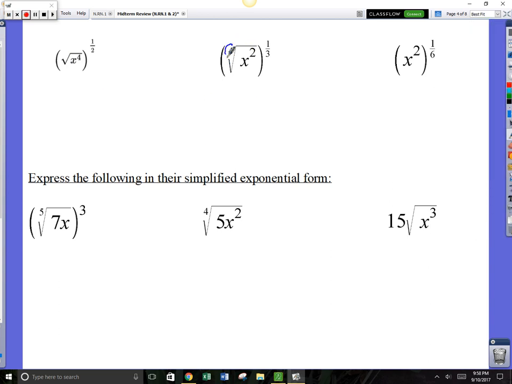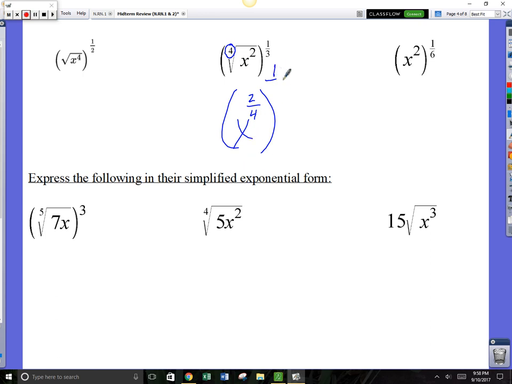So now it's an index of 4, so things come out in powers of 4, but I don't have enough. I only have a power of 2. So my first move, I'm going to morph this, transform it to its exponential form. So if we morph it, we're going to have x here. The 2 is the numerator, and the 4 is the denominator. So that is a radical morphed to an exponential.